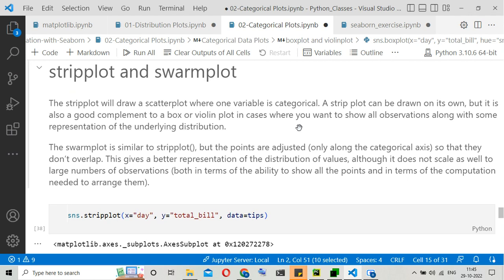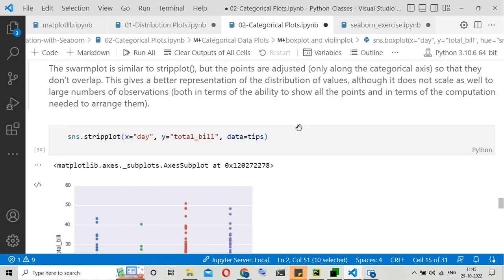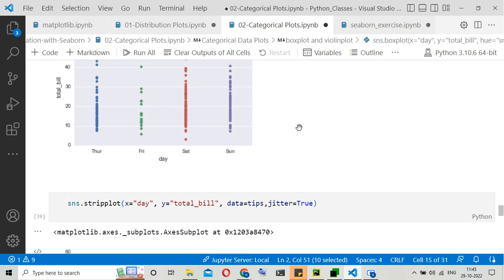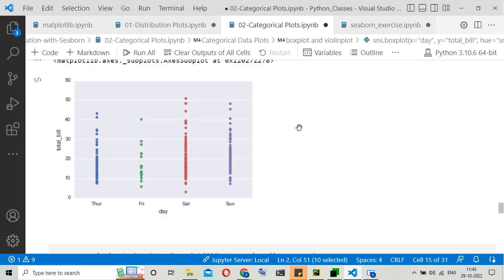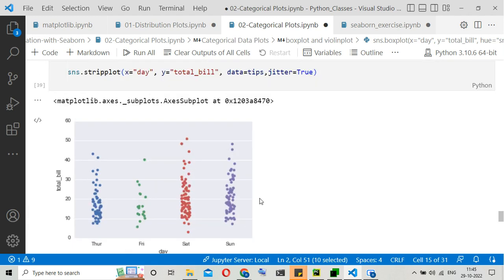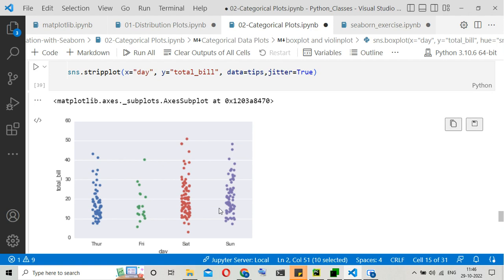Similarly, you will have the strip plot and swarm plot. These are also nothing but the same representation in a different way, I guess. A strip plot is just plotting all the points on one axis, showing how they are spread across that one axis, univariate data. And with jitter equal to true, it spreads the points if it finds multiple points.